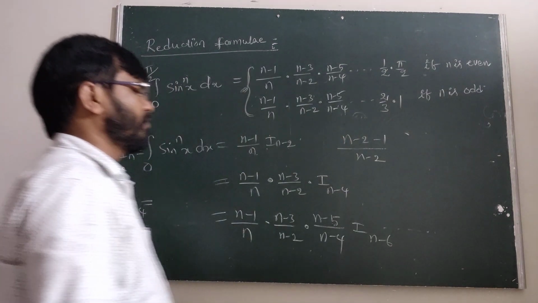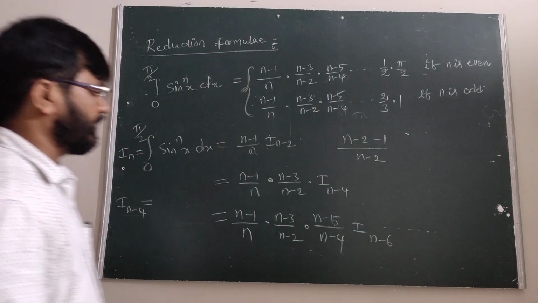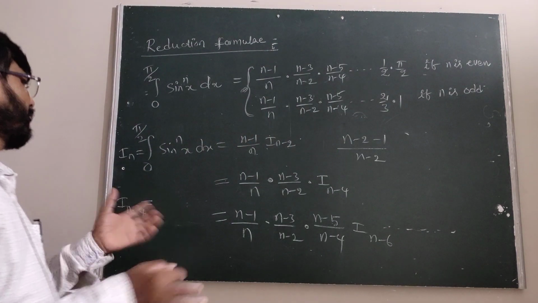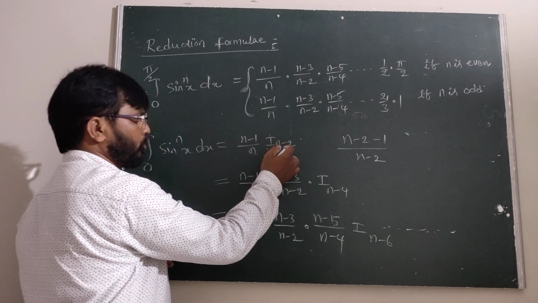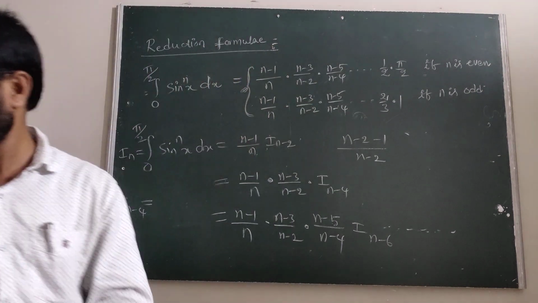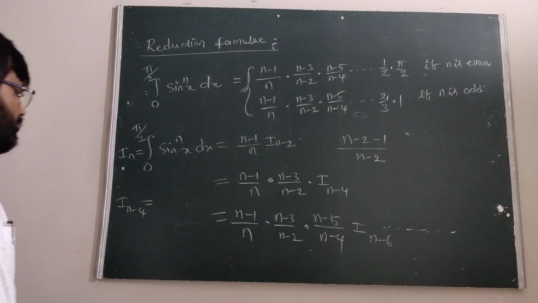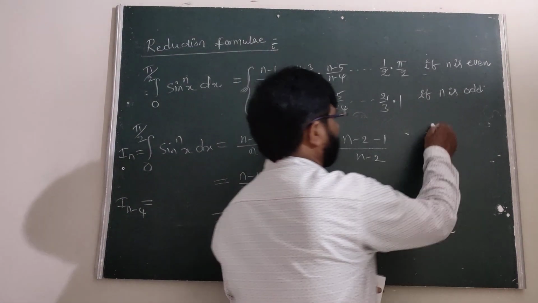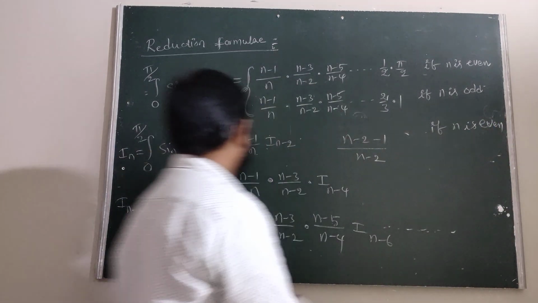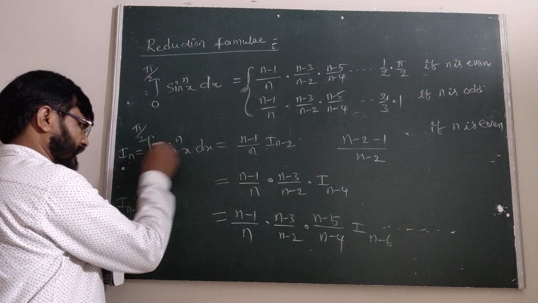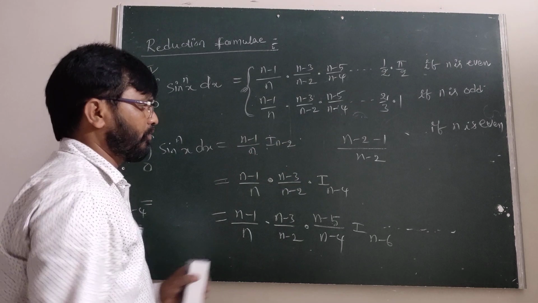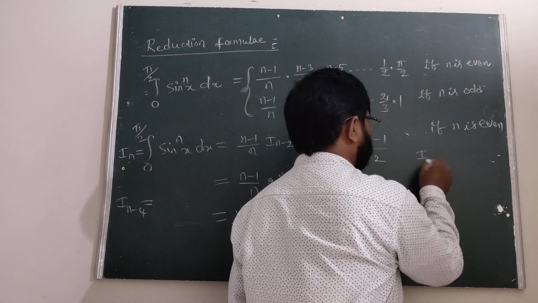Suppose n is even. All of you write here, and so on. Suppose we take n as 4: 4 minus 2 is 2, and after that 2 minus 2 is 0. So if n is even, we must get I 0. All of you clear here? If n is even, suppose we take I 4 or I 6. I 4, after that we get I 2. Then taking I 2, 2 minus 2 is 0. If n is even, finally we get I 0.